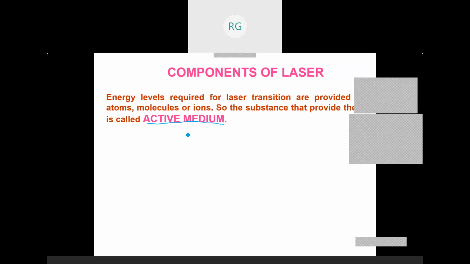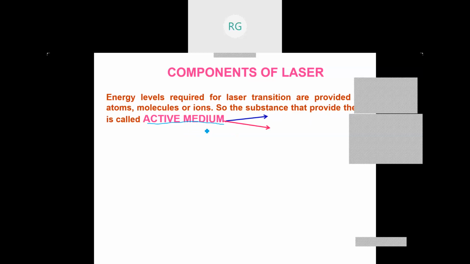So the active medium is a material. This active medium is composed of two parts. The first part is called the host, and the second part is called the active centers. Host is simply a material which hosts the defects. Defects are now the active centers.